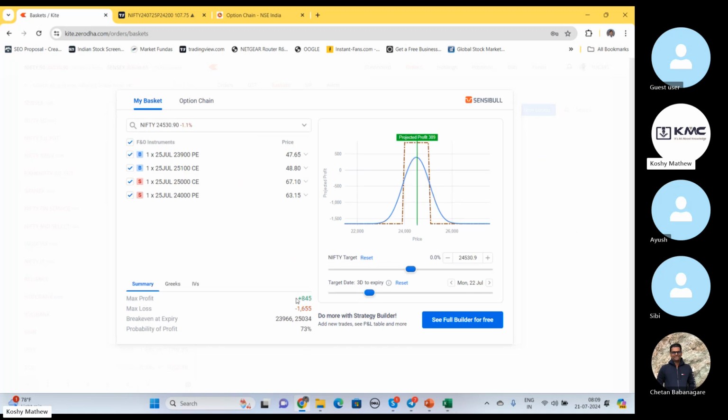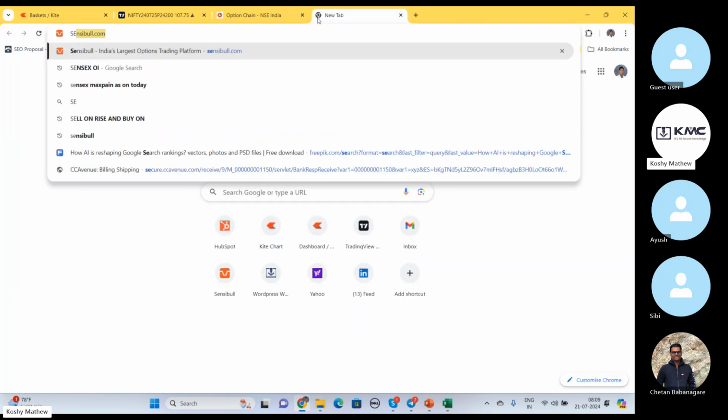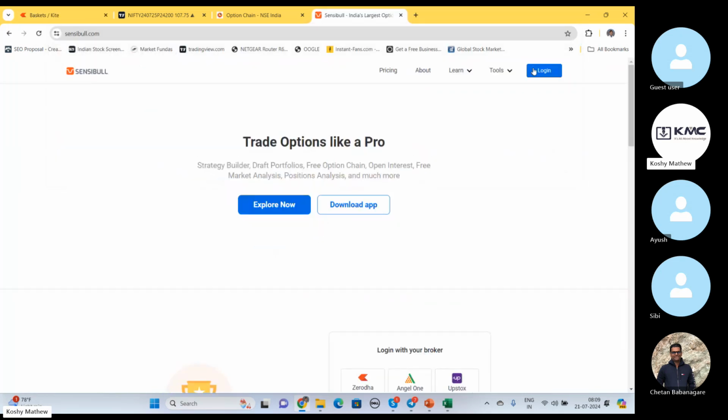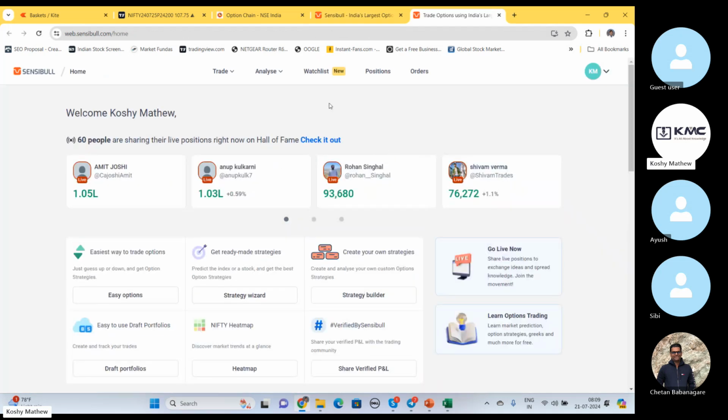Profit what I'm making, 845 rupees. Maximum loss, 1,655. But the good thing is probability of profit is 73%. How can I reconfirm whether this 25,000 on the upside or 24,000 on the put side won't be breached? For that, I've shown you a tool which is called Sensible. Go to Sensible.